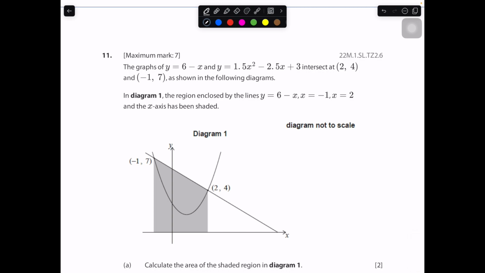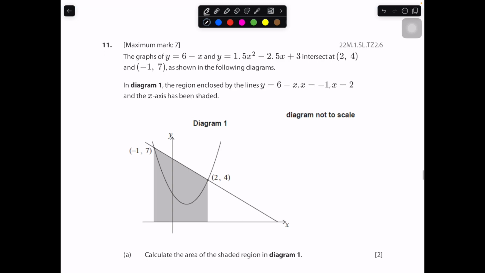Let's see how much more there is. I think there's 2 more questions, potentially. Okay. Alright, let's get to it. Okay, here we go.